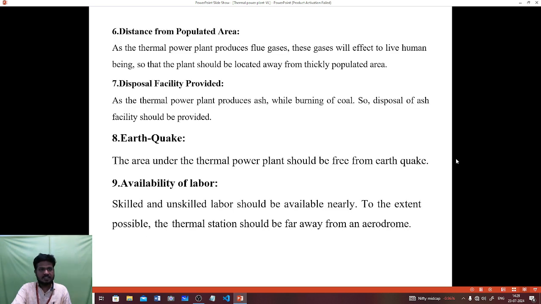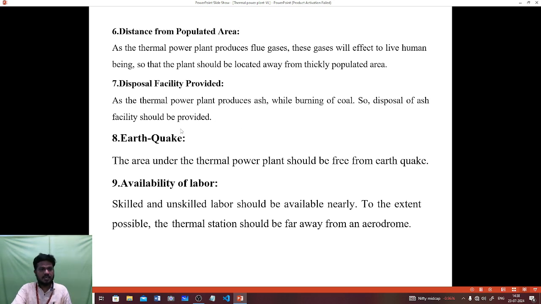Next, distance from populated areas. As the thermal power plant produces flue gases, and these gases affect human beings, the plant should be located away from thickly populated areas. Then disposal facilities should be provided, as the thermal power plant produces ash while burning coal, so facilities for the disposal of ash should be provided. It is very mandatory for a thermal power plant.